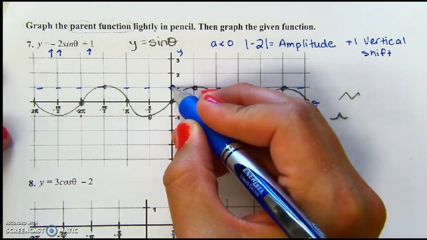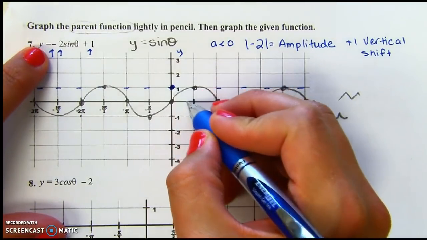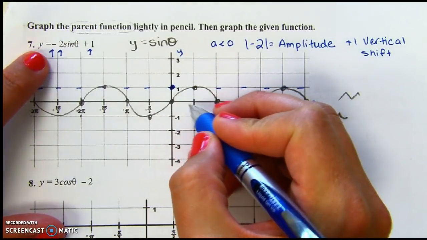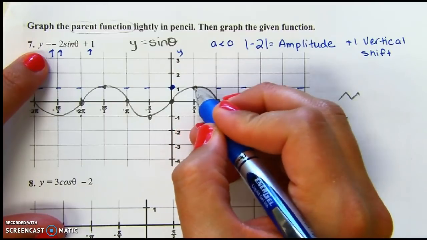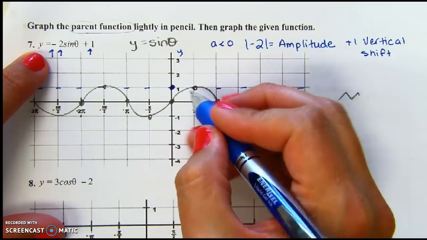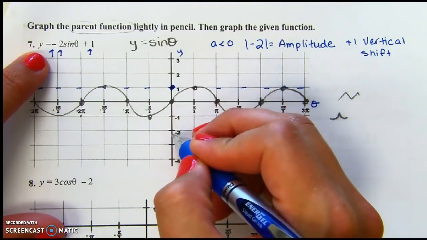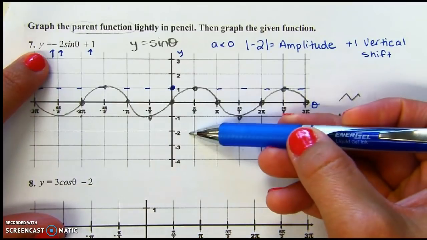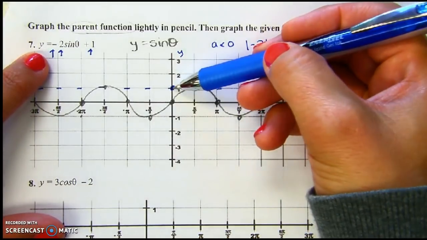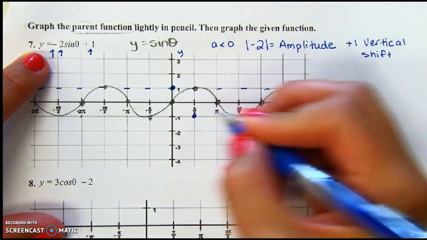Okay. Now we're not going to go in the up direction because we have a negative in front. So we're going to go in the down direction. And the pattern usually goes 0, 1, 0, negative 1. The pattern now is going to go down 2 from the midline. So not to negative 2. It's not going to go here. The amplitude is 2, so we're going to go down 2 from the midline here.